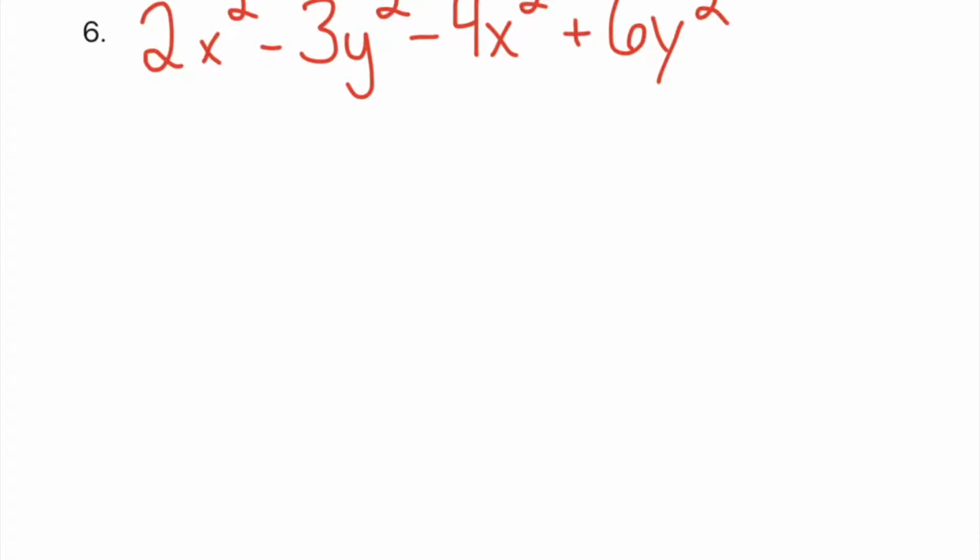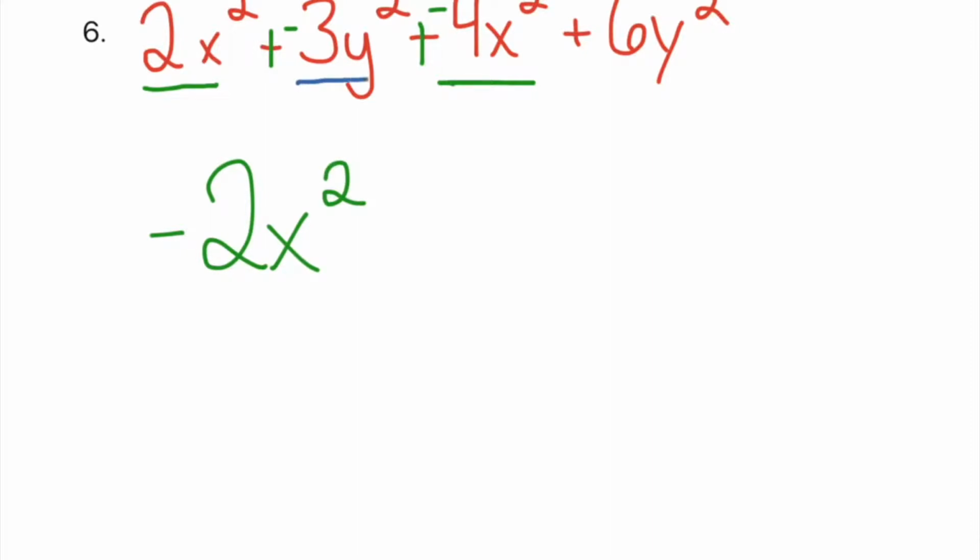Number 6, I have to simplify again. First thing I'm going to go in and do is change the subtraction signs by adding a line, changing the sign. And those are the only two. So now let's go and combine our like terms. So here's a 2x squared and a negative 4x squared. So when I combine those, I get a negative 2x squared.